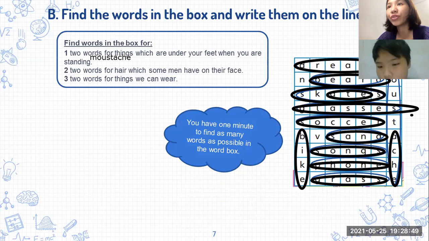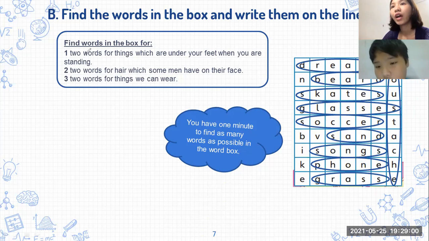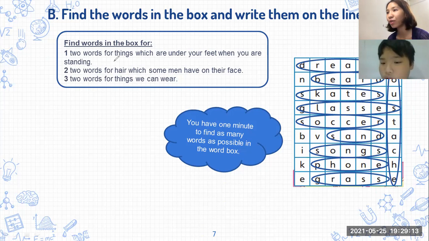Let's see. Five words in the box. Two words for things which are under your feet when you are standing. What is it? Skate. And what else? And grass. Grass and sand? You choose grass and sand, not skates. Yes. Ah, nó có từ grass and sand, đúng rồi. Okay.